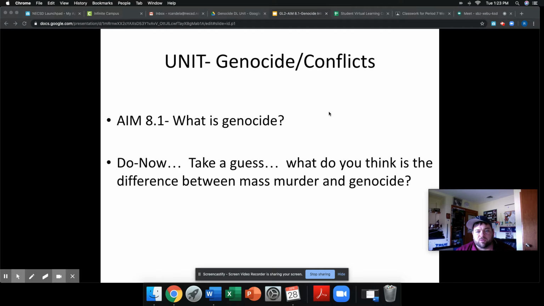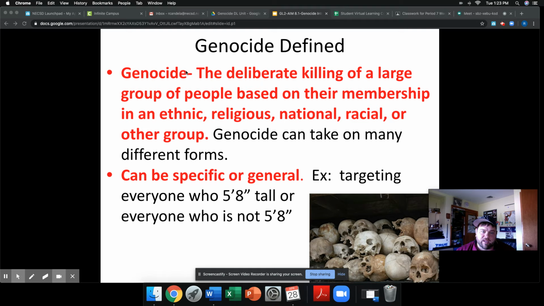So, for starters, we're really just trying to get a grip on what is genocide and what is meant by that. So, this is the definition that we will use: genocide being the deliberate killing of a large group of people based on their membership in an ethnic, religious, national, racial, or other group. And genocide can take on a lot of different forms. And it's important to understand that genocide can be specific or general.